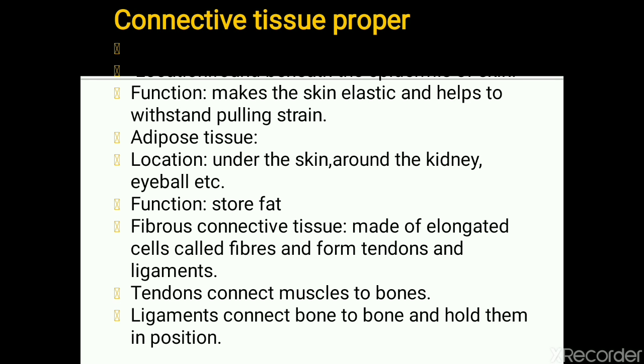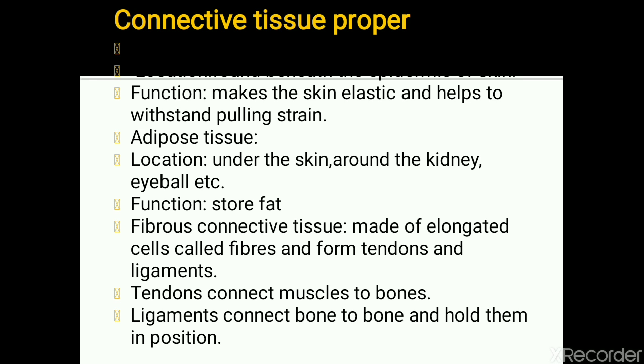Fibrous connective tissue is made up of elongated cells called fibers, and these fibers are bundled together by the areolar tissue. They form two different types of structures called tendons and ligaments. Tendons help in binding the muscles to the bones, and ligaments connect one bone with another bone so that the bones are kept in position.